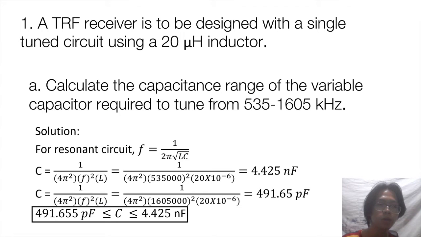Okay. Number one, it states that a tuned radio frequency receiver is to be designed with a single tuned circuit using a 20 microhenry inductor. First, we are asked to calculate the capacitance range of the variable capacitor required to tune from 535 to 1605 kilohertz.